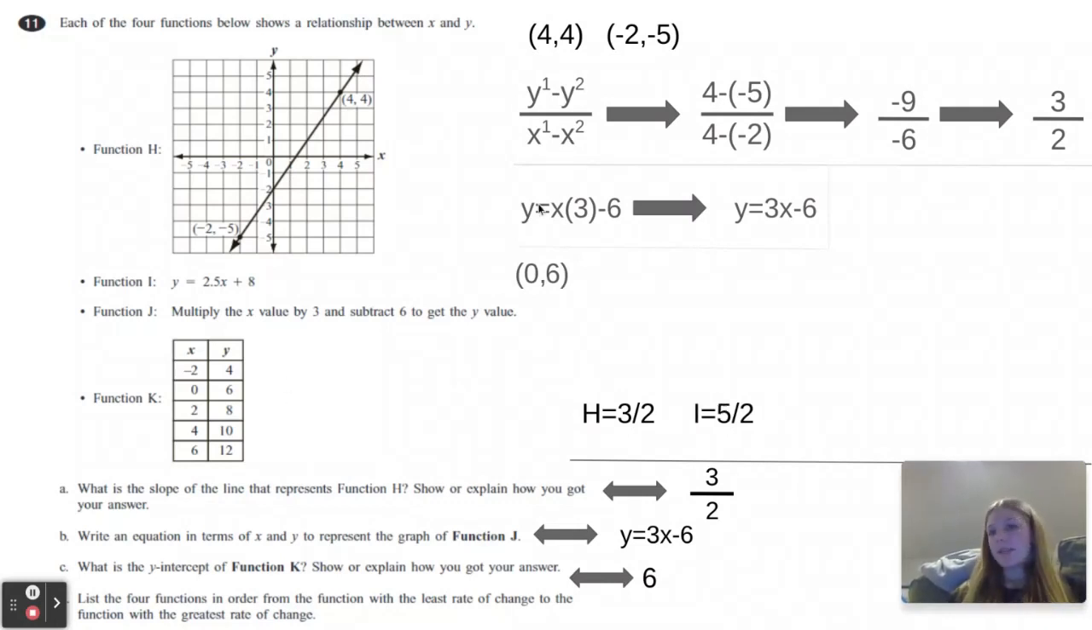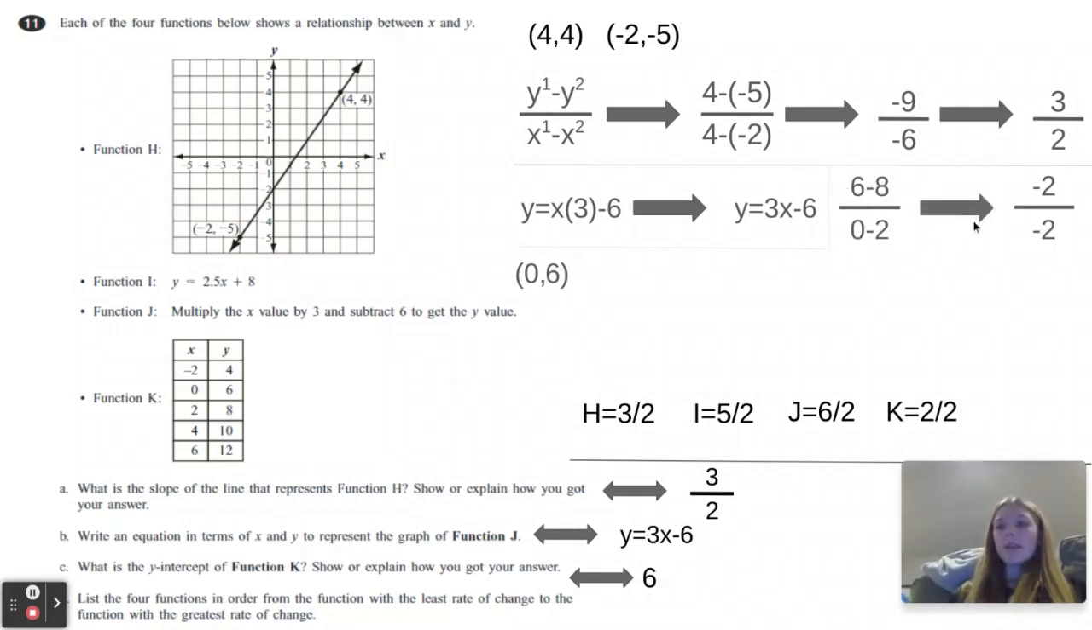Now j, we see it right here. So the slope is 6 over 2. And then for function k, we have to find it. So again, we have to find the slope using this formula. So we do 6 minus 8 over 0 minus 2 to get negative 2 over negative 2, or 1. So you can see 2, so k, that's 3, so h, that's 5, so i, and that's 6, so j. So we have K, H, I, J.